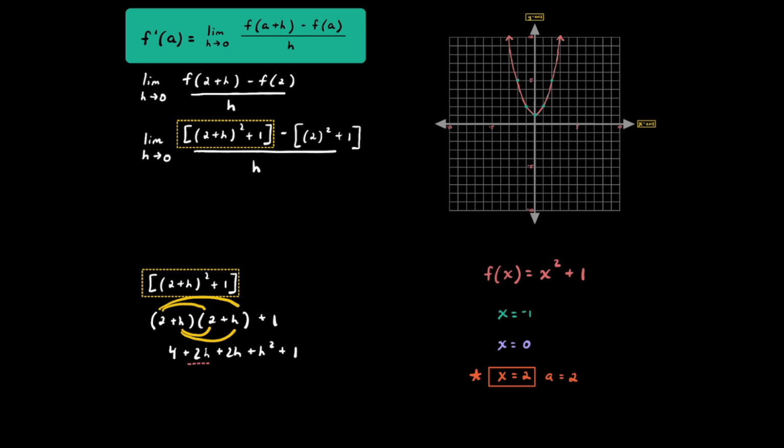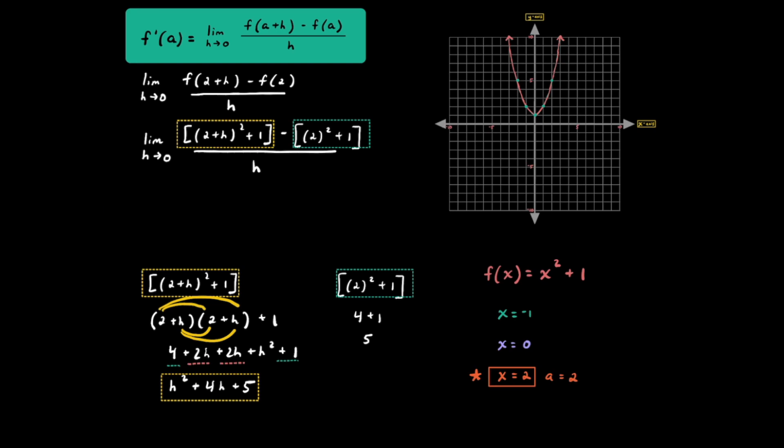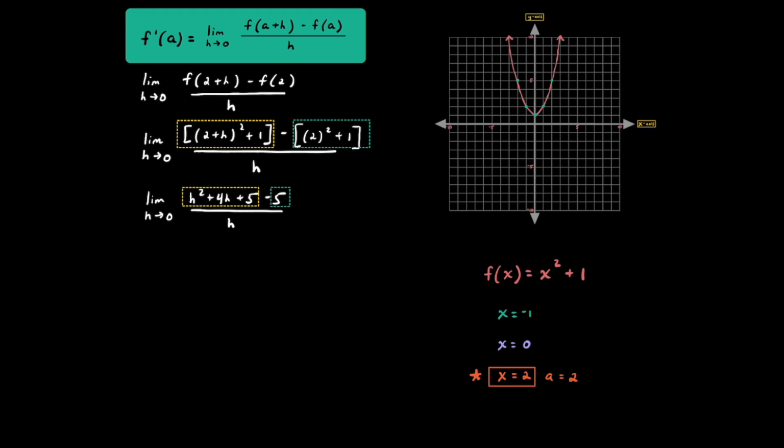We can see we have some like terms with this 2h and 2h, and we have the like terms here of positive 1 and positive 4. Reordering this and combining, we have h squared plus 4h plus 5. This is our simplified version of that part of our limit. Simplifying the second part, we have 2 squared, which is going to be 4 plus 1, and that simplifies just down to 5. Let's write our cleaned up limit here. We're going to have h squared plus 4h plus 5 minus 5, all over h. Again, these were the simplified versions of the line above.